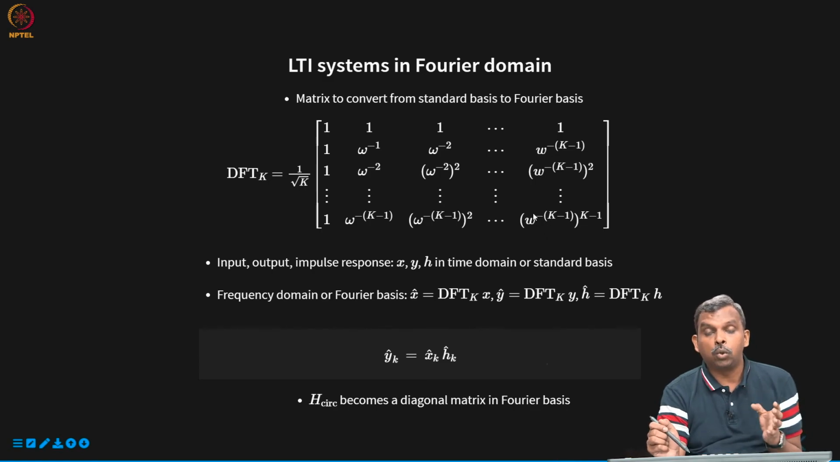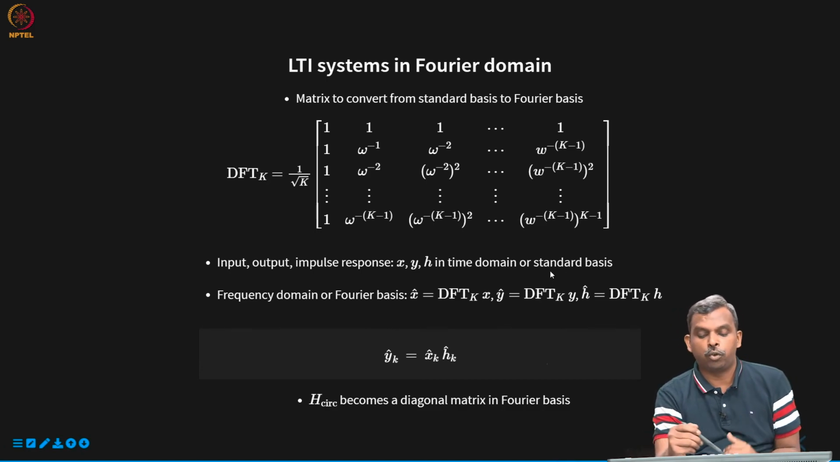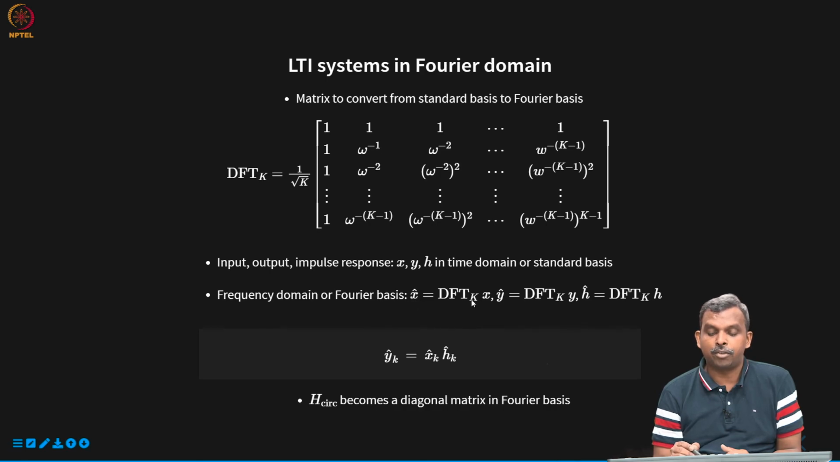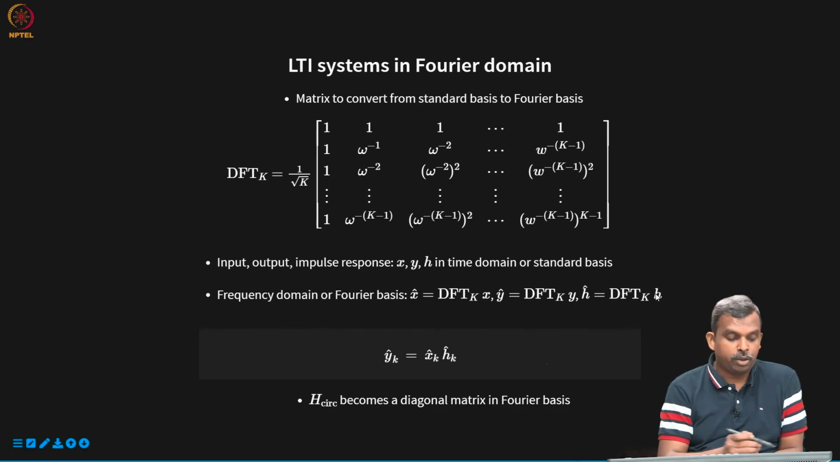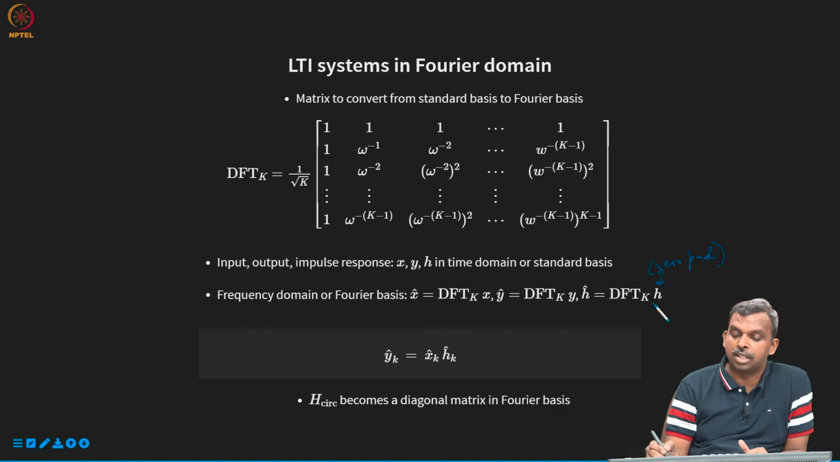So what people do when they want to study LTI systems is not only use the time domain or just the signal domain representation. For the input, output and impulse response, people convert this x, y and h from time domain or standard basis to frequency domain or Fourier basis. How do you do that? X hat is DFT k into x, y hat is DFT k into y, h hat is DFT k into h. You may argue h has only length up to n, so you have to zero pad, to convert the length to k, so that you can use DFT k here.